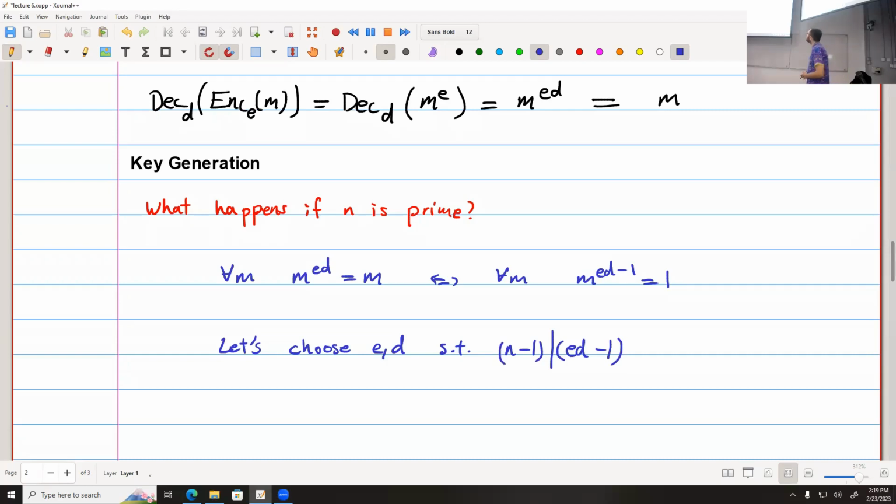Okay. If I do this, then I'm sure that everything else goes through. I'm sure that M to the power of ED would be equal to M. So I can encrypt and then I can decrypt and I can get the same value back. Okay, this was by Fermat's little theorem.